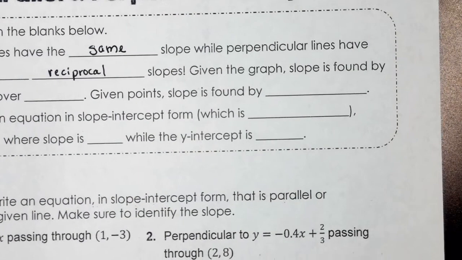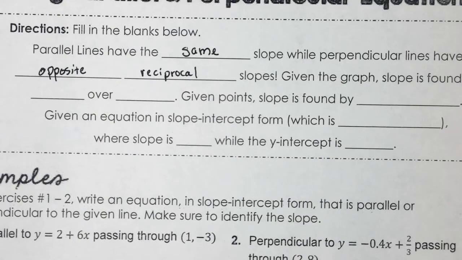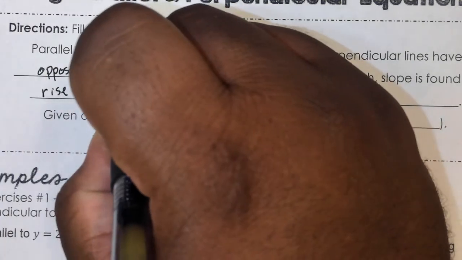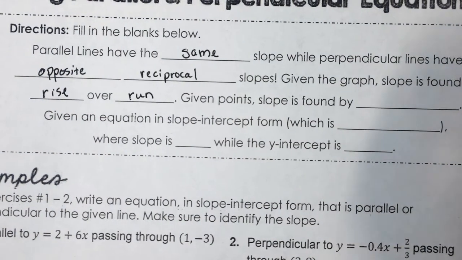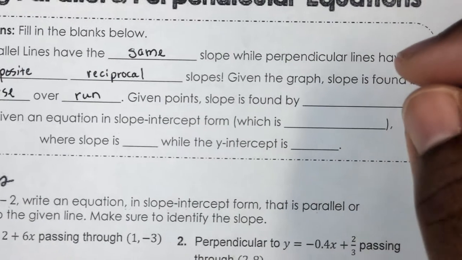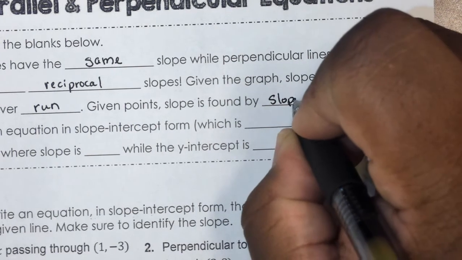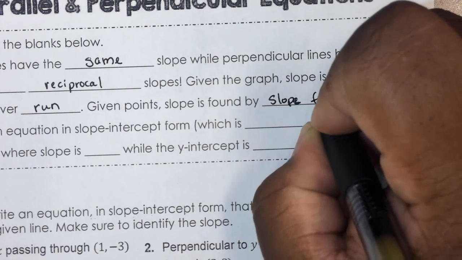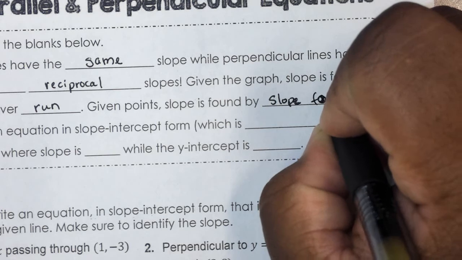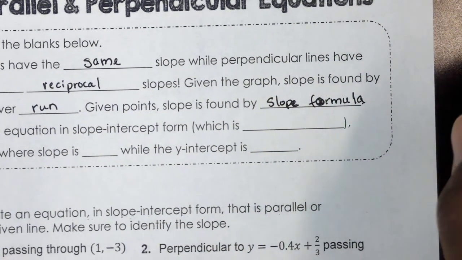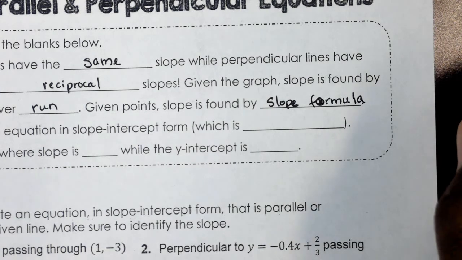Given the graph, slope is found by blank over blank. What over what? There it is. Rise over run. And if you're given points, we find slope by the slope formula. I know we didn't use the actual term slope formula yesterday, but that's what it is. M equals y2 over y1. I mean y2 minus y1 over x2 minus x1.